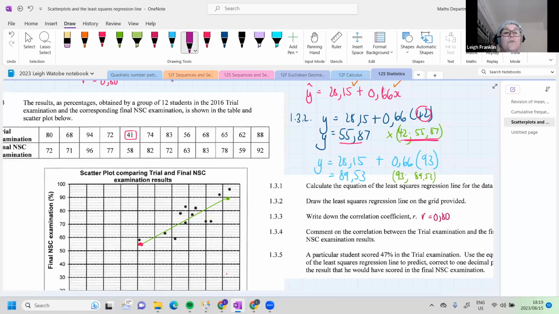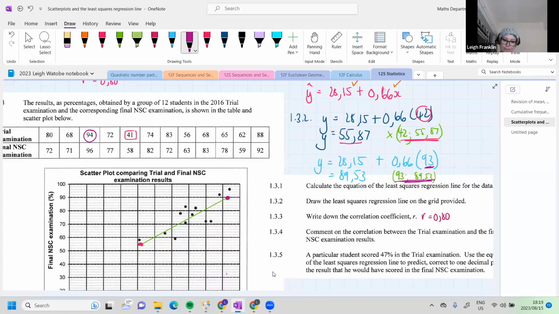Then look for your biggest value. Your biggest value is 94. So choose something that's just smaller than 94. That's why I've picked 93. I've subbed that into my least squares regression line. I get 89.53, and that's why I've written this point over here, which is what this one is there. Grab your ruler, connect your two dots together. And that is the correct way in which to draw it.